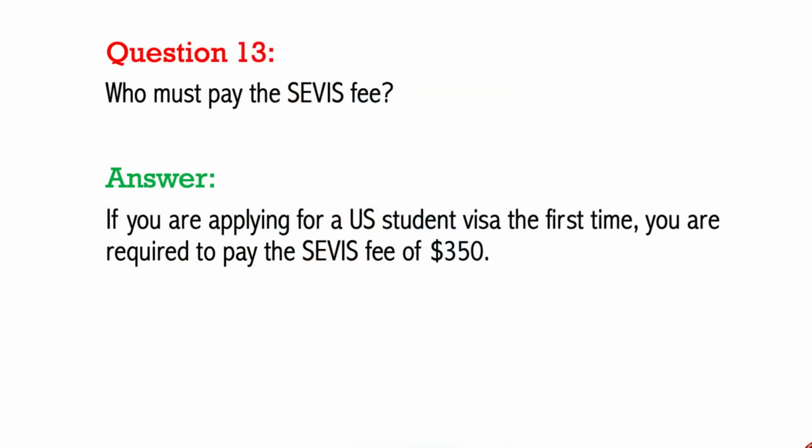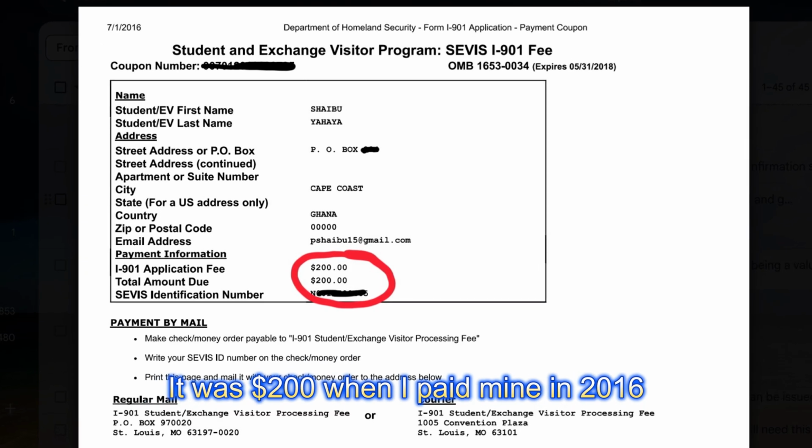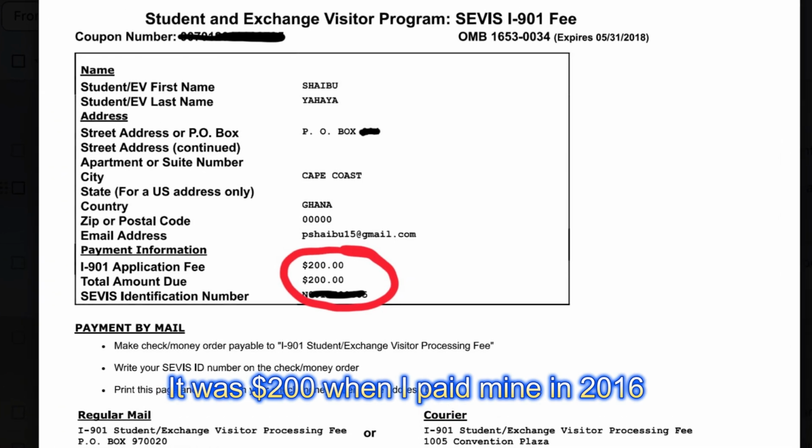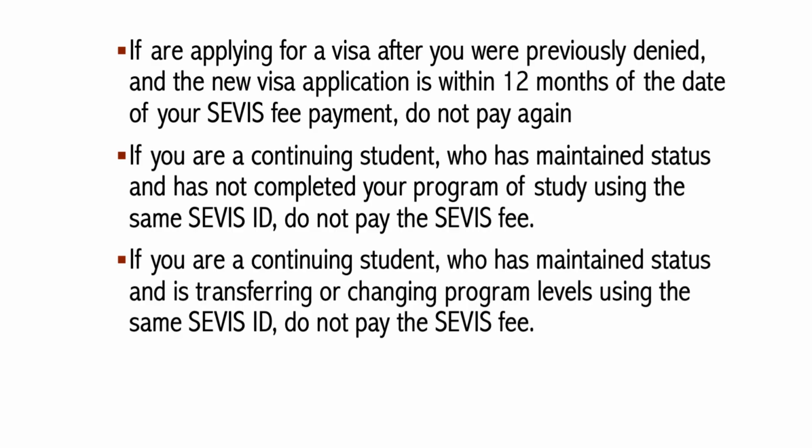Question 13. Who must pay the service fee? If you are applying for the US student visa the first time, you are required to pay the service fee of $350. If you are applying for the visa after you were previously denied and the new application is within 12 months of the date of your service fee payment, then you don't have to pay again.